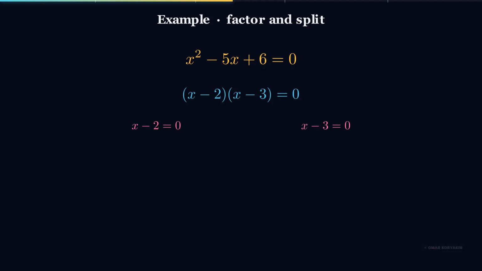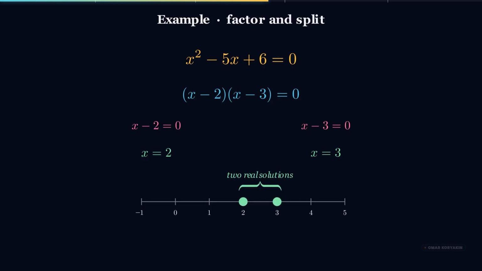Apply the zero product property. Each factor must be considered as a candidate for being 0. Either x minus 2 equals 0 or x minus 3 equals 0. Two small equations, each one linear and easy to solve. Solve each. From x minus 2 equals 0, we get x equals 2. From x minus 3 equals 0, we get x equals 3. Two solutions, both real, one for each linear factor of the original quadratic.